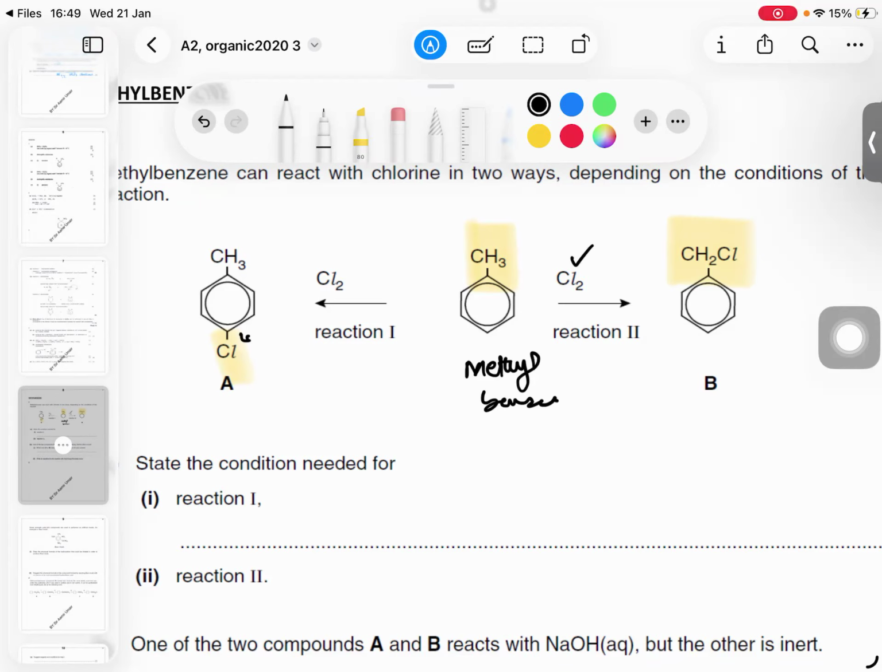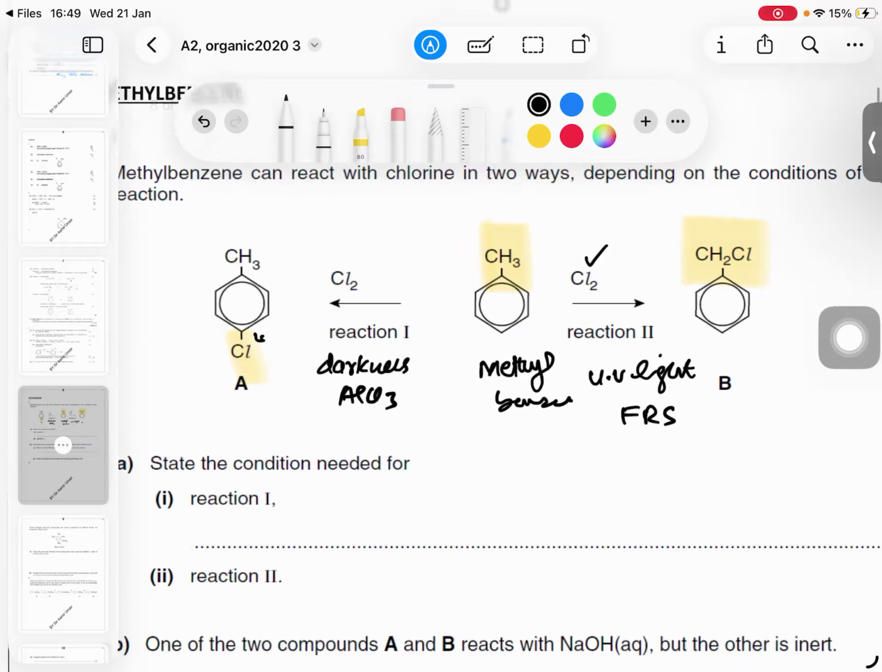In one case, the reaction is taking place on the side chain, and in another case, it is taking place on the benzene ring. So what do you suggest? No, I think you told me the other way around. Yes, for the reaction 1, it should be darkness, anhydrous AlCl3 catalyst. And what about that? Ultraviolet light. Okay. And that reaction is free radical.